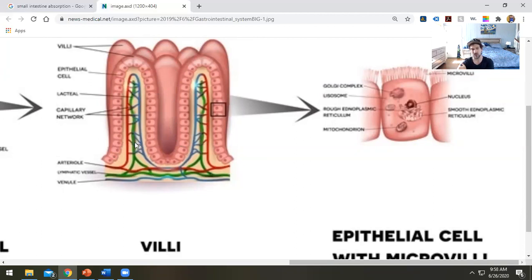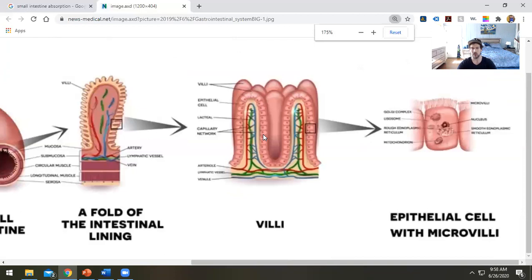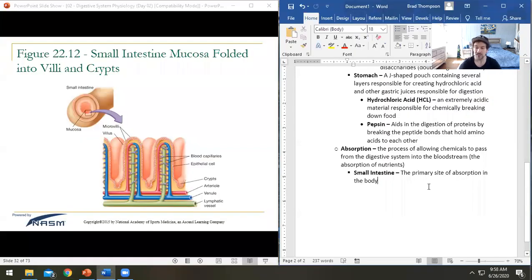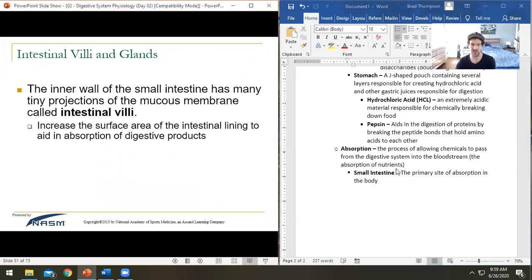And then also, do you see the green tubes in here? Those green tubes are part of your lymphatic system. That's actually delivering fluids and things like that. Thanks to all of that, that increases the surface area. That's what actually allows you to absorb nutrients. So in your small intestine, we need to get each of these little bits out of the way.